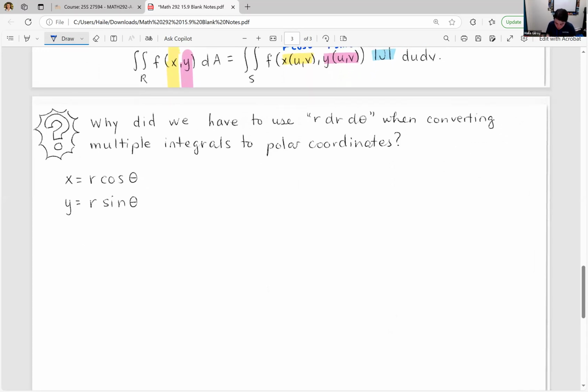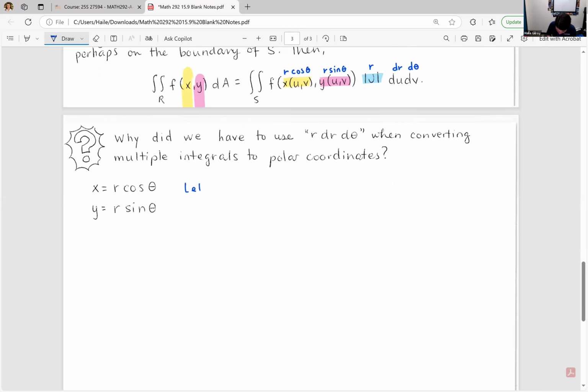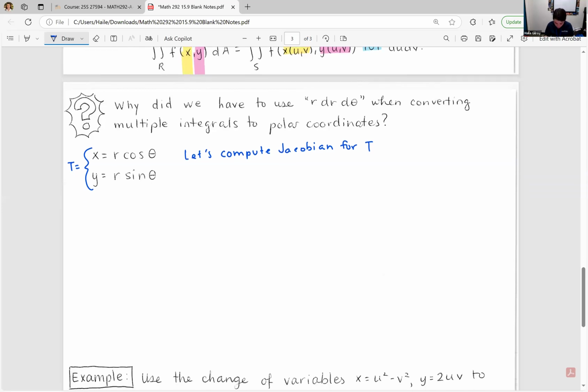So we already matched up the formula above, but let's compute the Jacobian for polar coordinates, which is the transformation T equal to x equal to r cosine of theta and y equal to r sine of theta, okay? So we're no longer thinking about polar coordinates as a coordinate system. We're thinking about it as a transformation of the polar plane into the rectangular plane, okay? So we're going to compute the Jacobian for T.